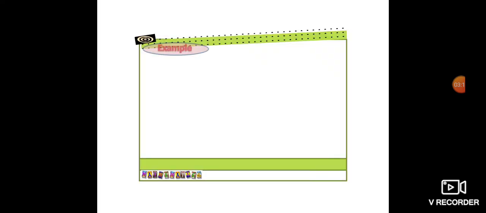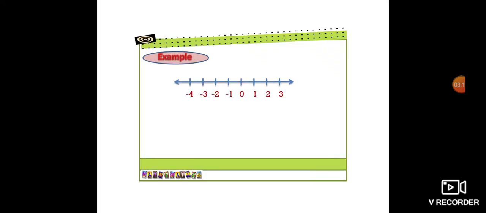Okay. Next, let's see a number line: 0, 1, 2, 3 and here minus 1, minus 2, minus 3, minus 4. This is a number line. The central number is 0. We know 1 is greater than 0, 2 is greater than 1, 3 is greater than 2. That we already know. As the numbers go through the right of 0, the value is increasing.